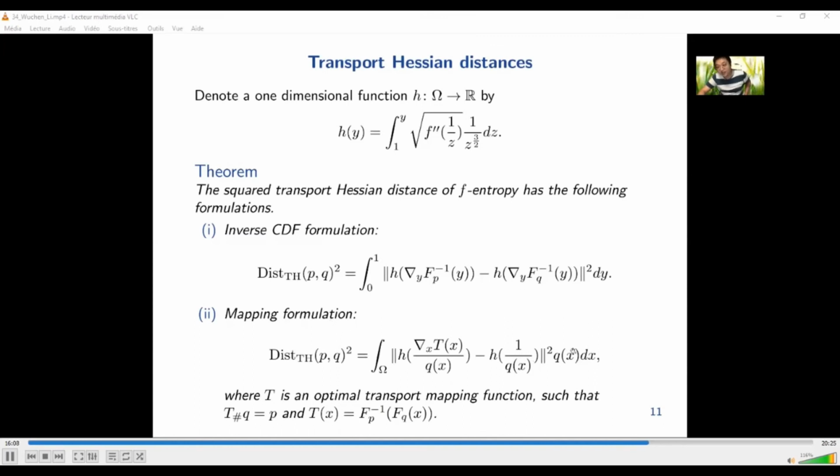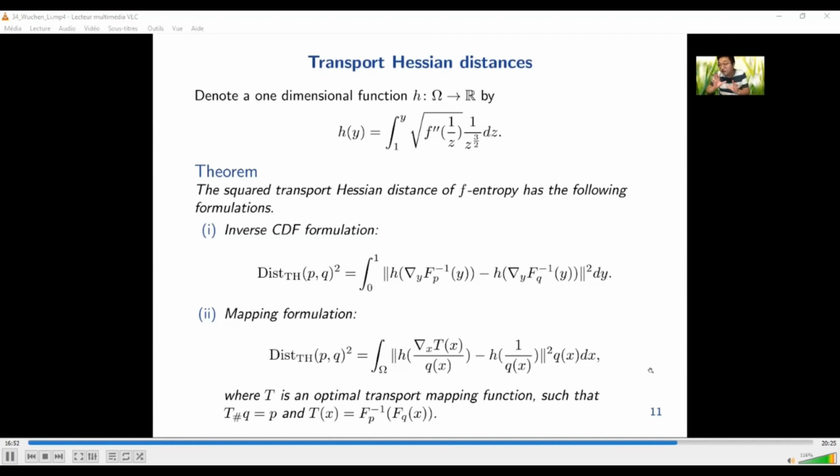Essentially, you can do a change of variable again, similarly to the optimal transport distance format. Essentially, it's h of gradient of T over q minus h of 1 over q, squared, times q dx. Again, T is the optimal mapping function. So this kind of Hessian distance tells you the following effect. We take an additional derivative of the mapping, the gradient of the mapping, we measure a new distance, and this is weighted by some function h. h depends on the Hessian of the F entropy.